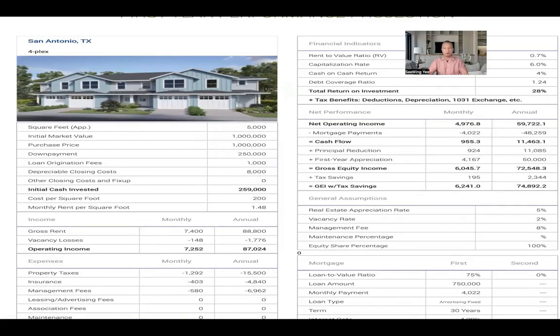1 to 4 units is ideal for this kind of situation. So I'm going to use a final example of a fourplex. Okay. A fourplex, which is a $1 million fourplex, approximately 5,000 square feet. A fourplex is 4 units, 4 separate units.